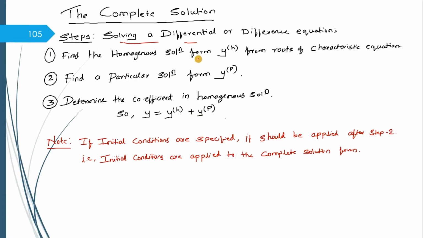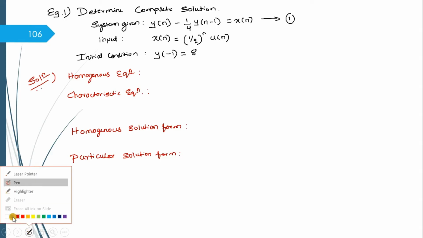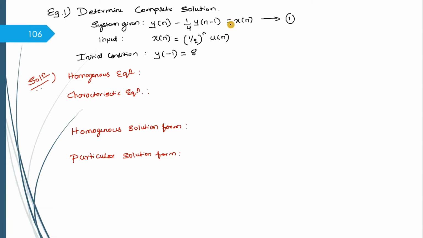Immediately after solving for the homogeneous solution, they apply the initial condition. That's the wrong way. You need to wait until you get the complete solution form and then proceed. So with this, we are starting with example number 1. That is, determine the complete solution. The system is given as y of n minus 1 by 4 y of n minus 1 equal to x of n. This is the system given. Input, x of n is equal to 1 by 2 raised to n u of n. Initial condition is given as y of minus 1 is equal to 8. These are the things in the question.